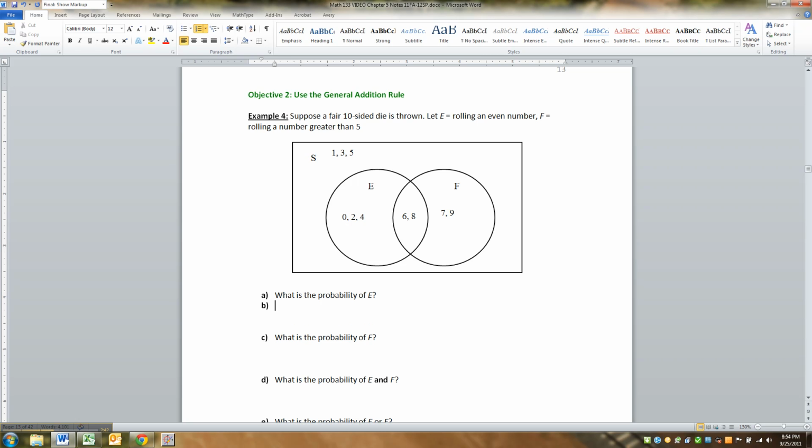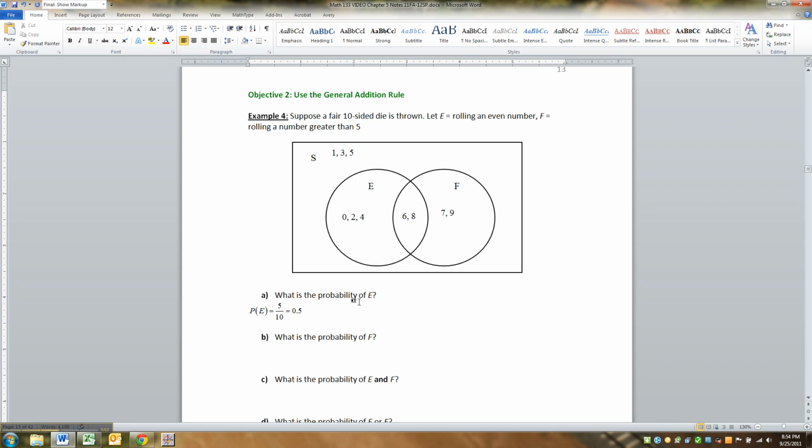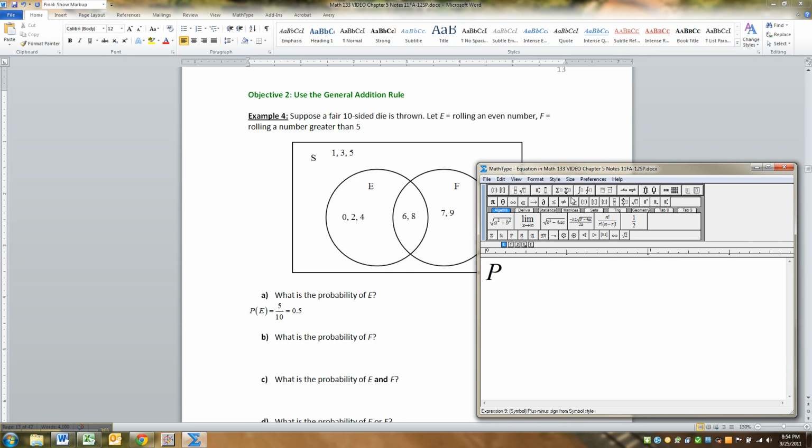Well, let's see here. What's the probability of E? The probability of E is equal to 5 out of 10. That hasn't changed. There's still 5 sides out of 10, and you could reduce it to a decimal if you like, whatever. Okay, now what about the probability of F? Well, if you look at the right-hand side, there's 4 numbers over there, right? There's 6, 8, 7, and 9. So that means 4 out of 10.